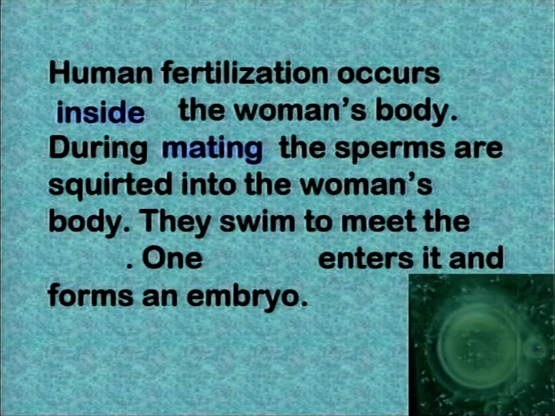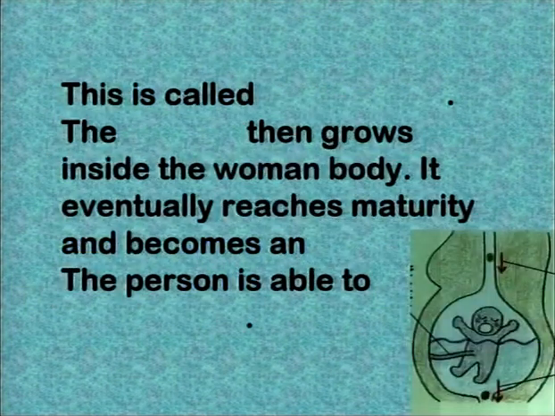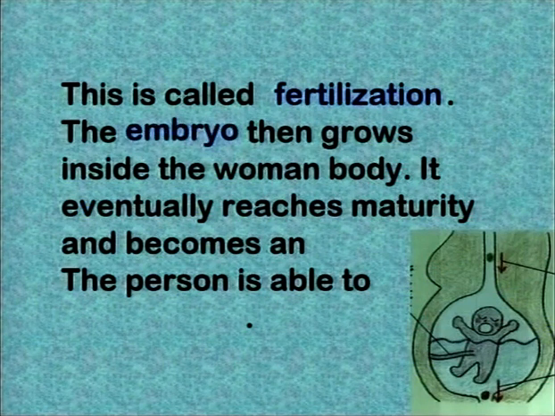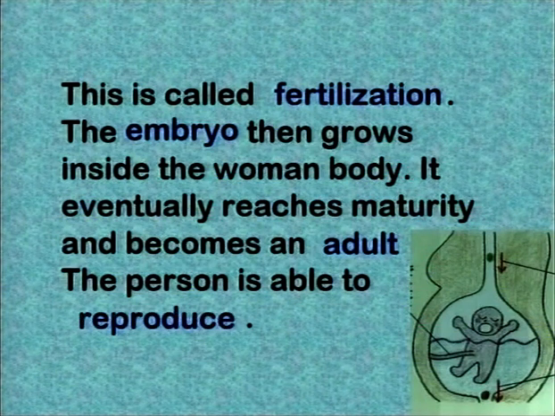During mating, the sperms are squirted into the woman's body. They swim to meet the egg. One sperm enters it and forms an embryo. This is called fertilization. The embryo then grows inside the woman's body. It eventually reaches maturity and becomes an adult. The person is able to reproduce. So those are the words, and you should do your corrections if you did not get them right.